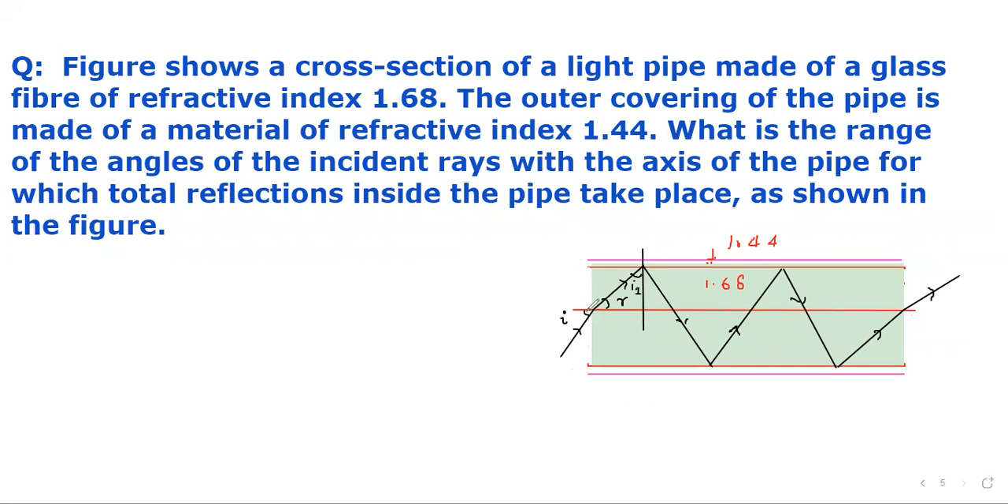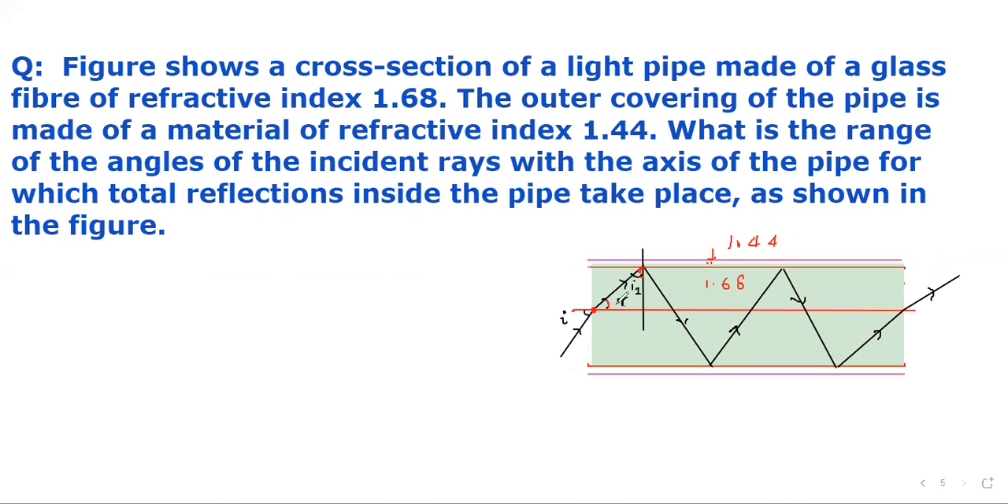So let's find out the range of i for which total internal reflection takes place. First of all, we have to find this angle, and at this point, this angle must be greater than the critical angle for the interface. Only then will total internal reflection take place. So first of all, we will try to find this angle. Then, as the sum of this r and i1 is 90 degrees, from there we will get r, and then we will use Snell's law at this point to find i.